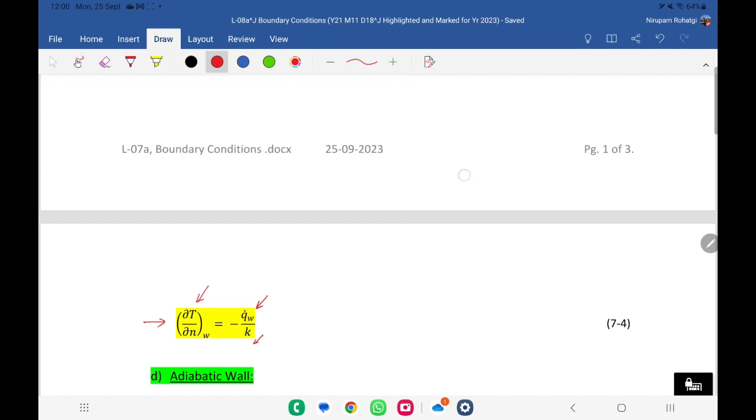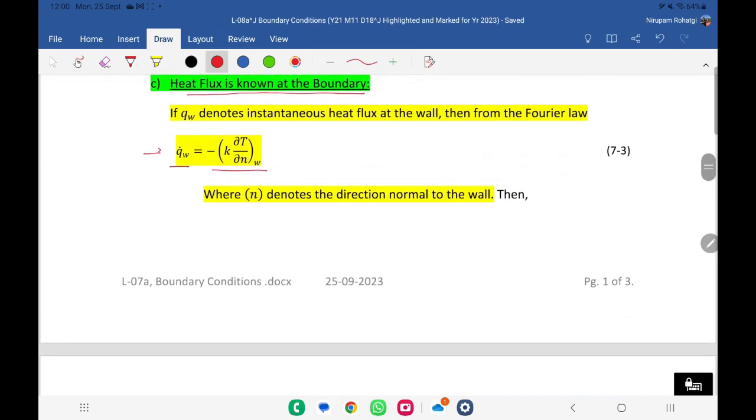Now what is N here? N here is a vector normal to the surface. Because it's not necessary that our surface is horizontal. If the surface is horizontal, you will say this is our del T by del X, del Y.